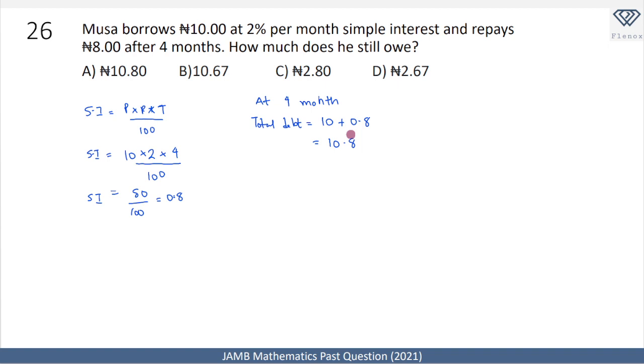If you go borrow money from a bank, you're not just going to pay back the amount you borrowed, you're also going to pay back an interest. And what we've calculated is the amount of interest that Musa has to pay back at the end of 4 months. Now we're told that at the end of 4 months also, Musa paid back 8 naira. So how much does he owe? Now if the total debt is 10.8 and he paid back 8, we can subtract 8 from that, and we are going to be left with 2.8. So the amount of money that Musa is still owing in this case is 2.8 naira, which is option C.